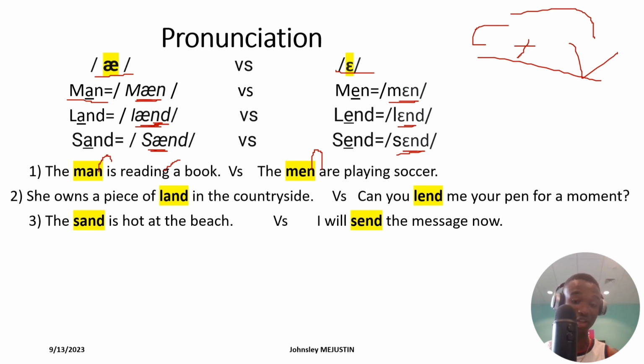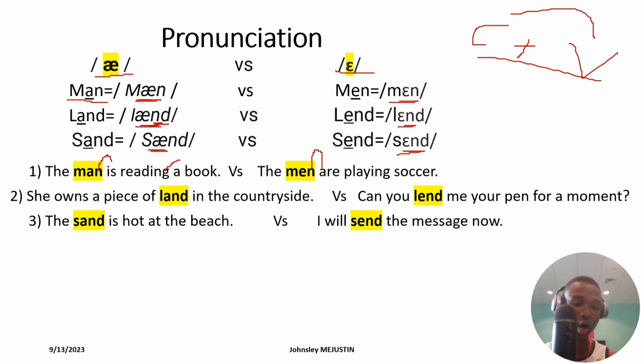The men are playing soccer. The men are. Men are. The men are playing soccer. You see, man, men. The man is reading a book. The men are playing soccer.